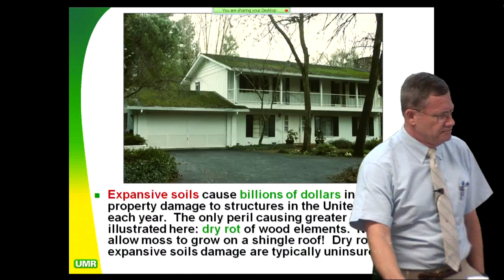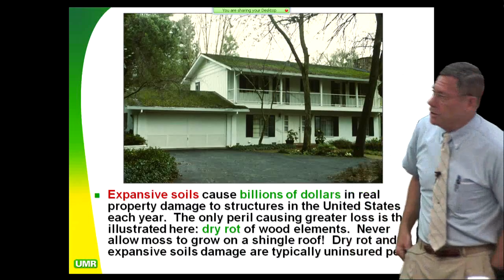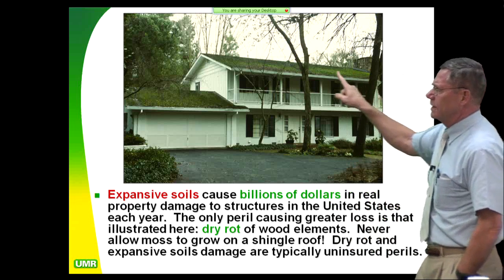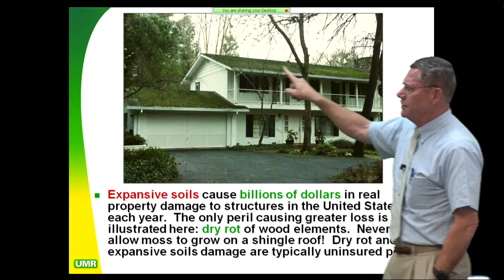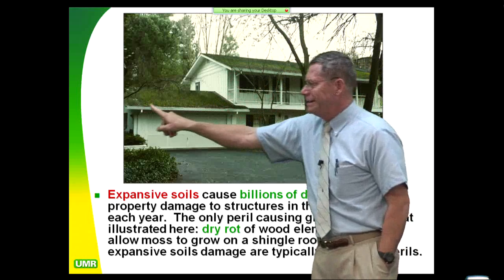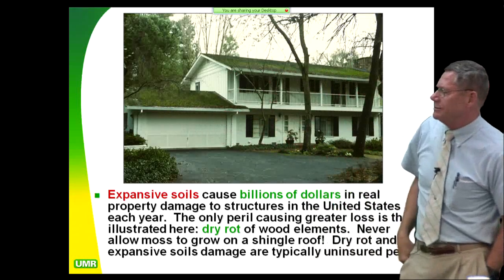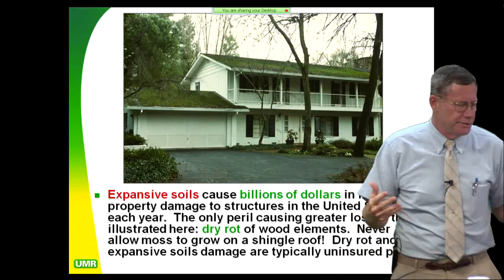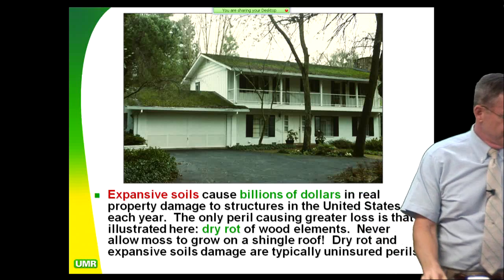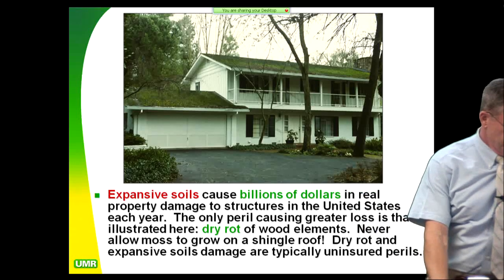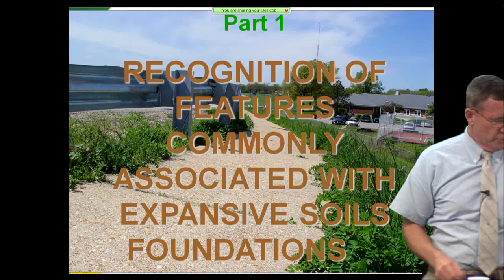So here we are looking at a house that has moss growing up on the roof. And if you don't get that moss off there, that's going to create dry rot, and it's going to cause a lot of damage to that home. So what are some of the recognition features?